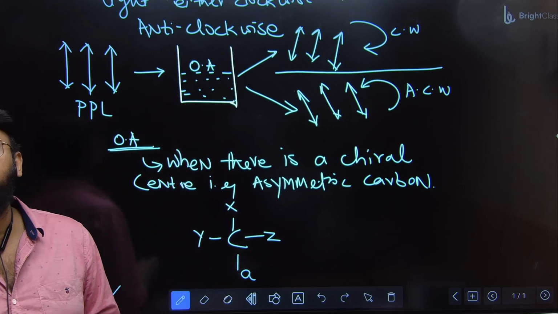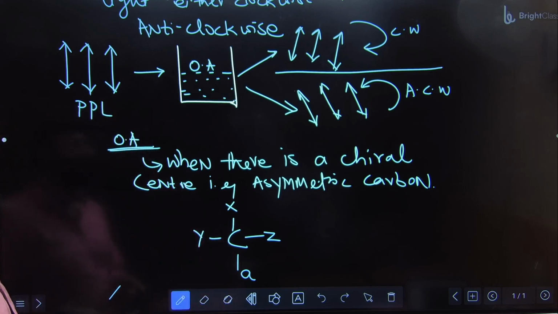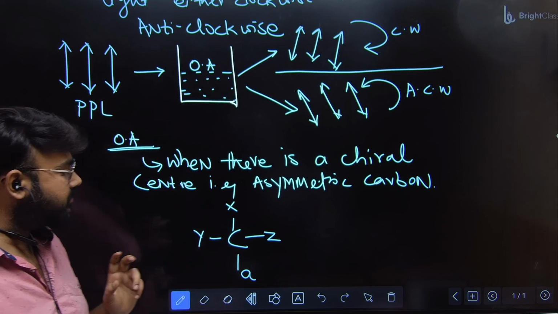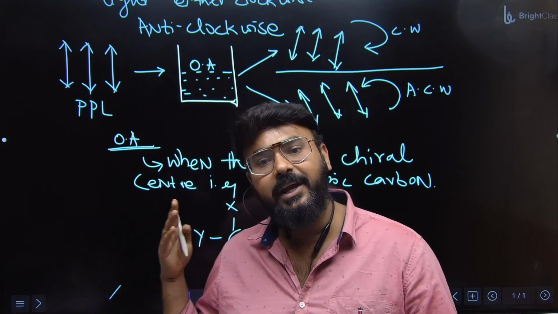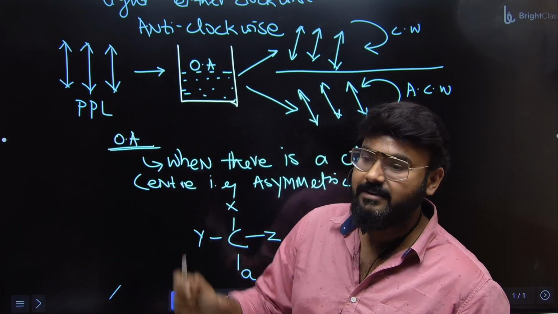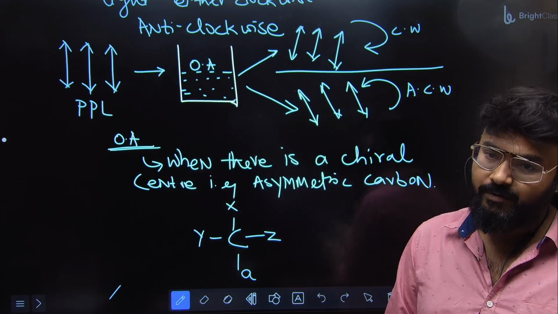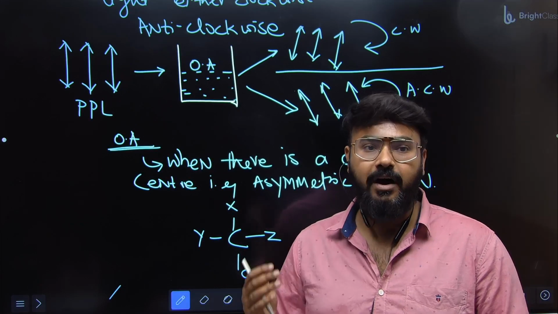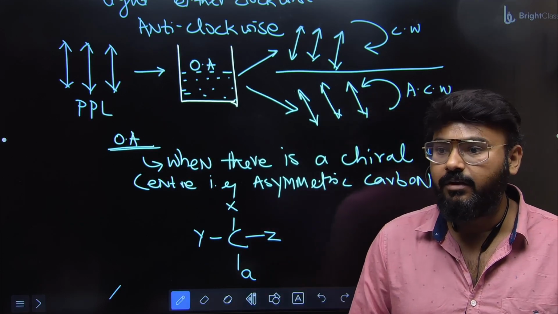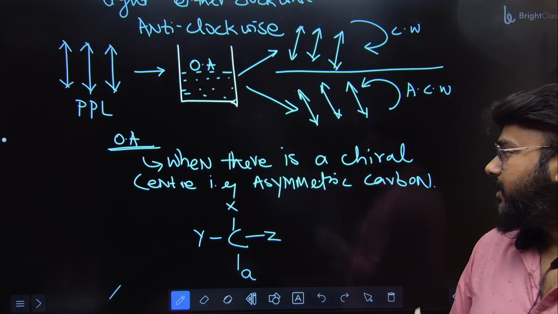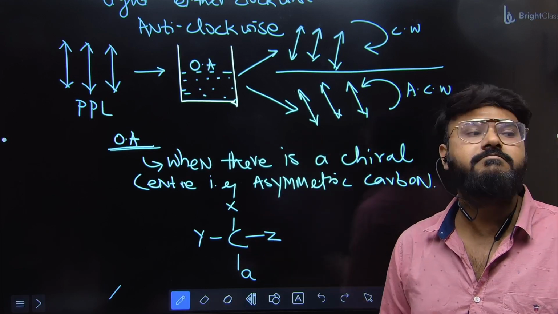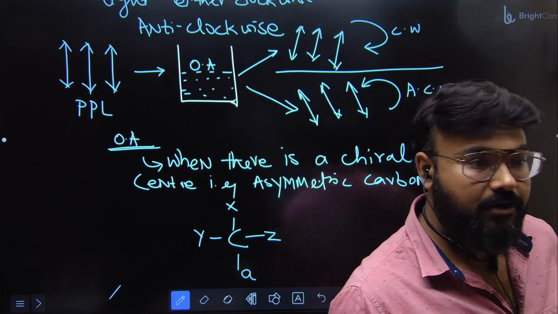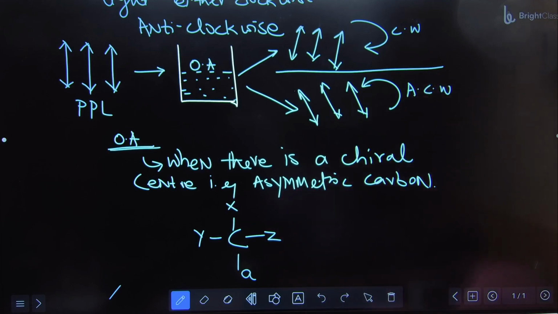Is it clear? Understood, everyone? So what does an optically active solution do? When you pass plane polarized light, it will turn it either clockwise or anti-clockwise. Details you have to learn in the chapter called biomolecules, in carbohydrates. But anyways, I'm just telling you the basics. Okay, got it? Online, is everyone clear? Kindly confirm, guys.